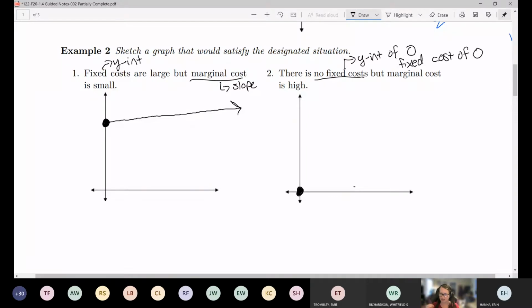And then if marginal cost is high, that means we have a very high slope. So if we have a very large slope, then it's going to be a very steep line. So I just got to draw a relatively steep looking line. And again, these are sketches, so they've just got to get the point across. So those were just two little simple ideas that we wanted to look at.